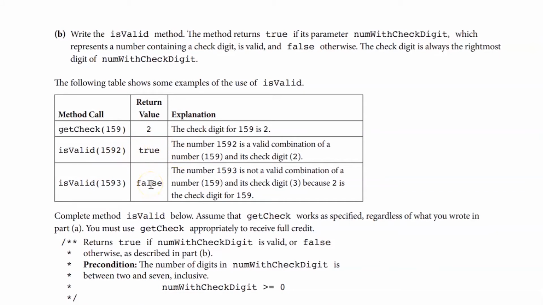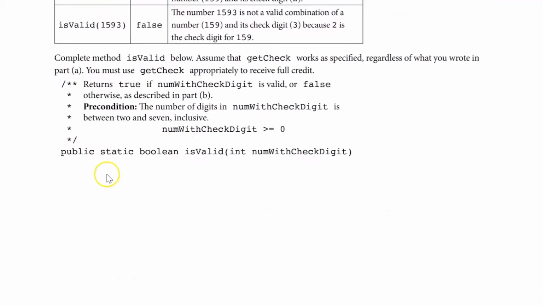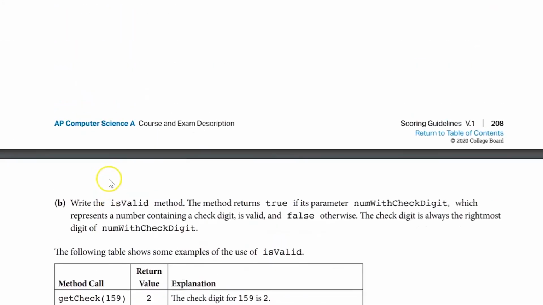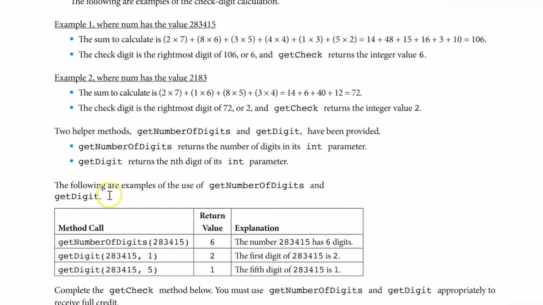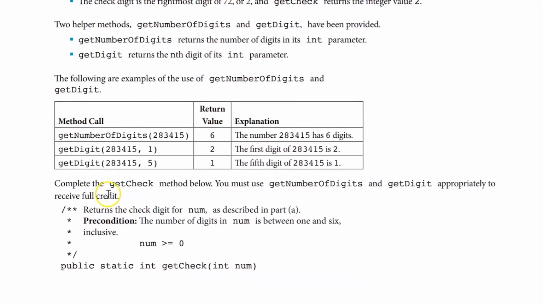So what we're going to have to do here is somehow separate the right-hand digit and the rest of the number, and then we're going to use getCheck to determine if the check digit matches what this number has as the rightmost digit. Okay? So now let's jump into the code and actually try working out this solution together, now that we have a general idea of what this program is supposed to do.